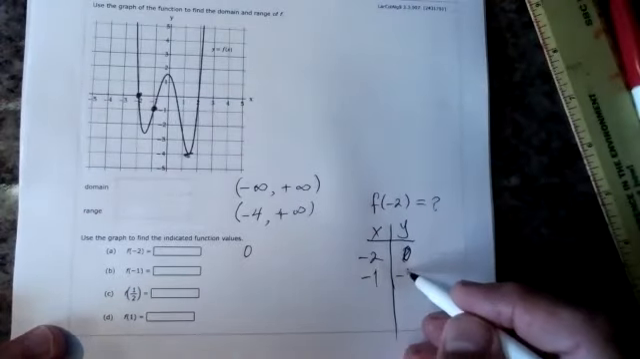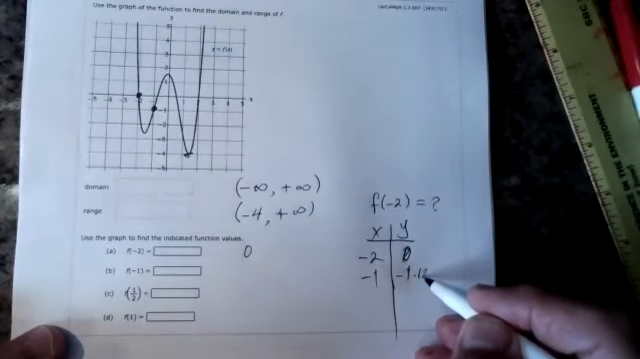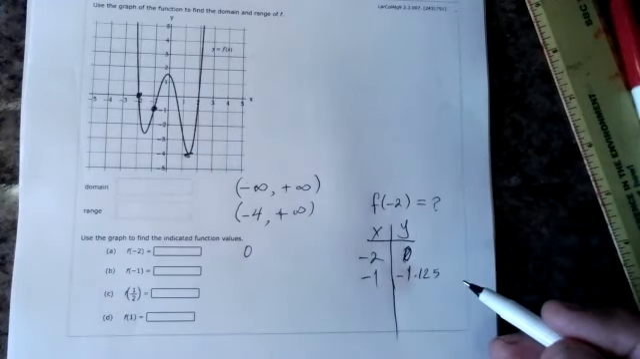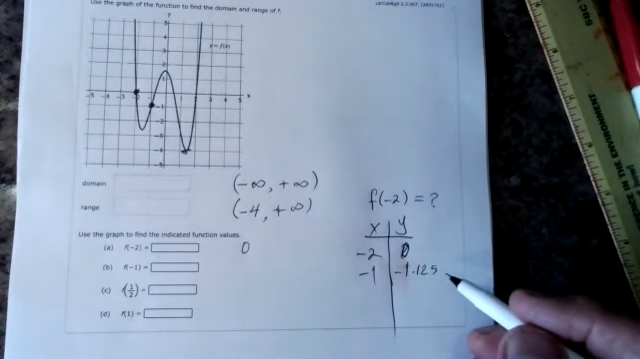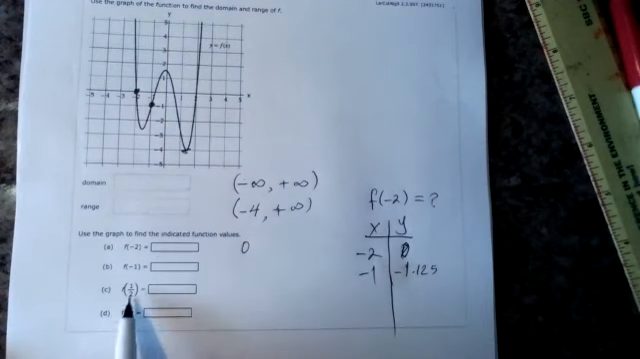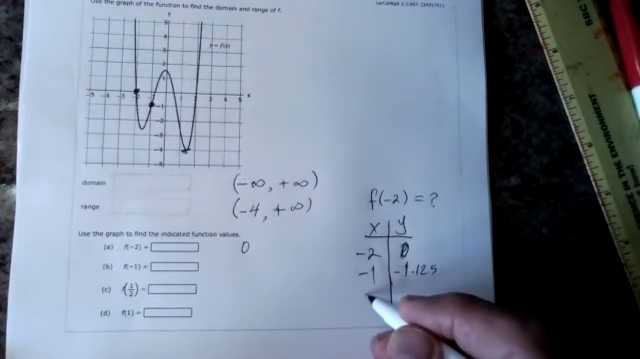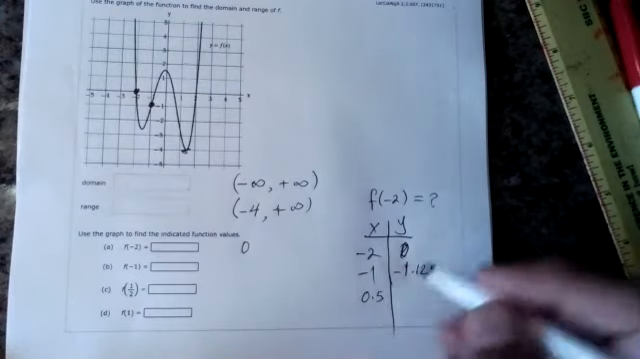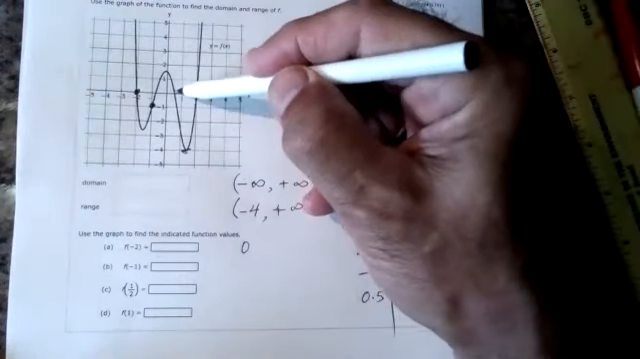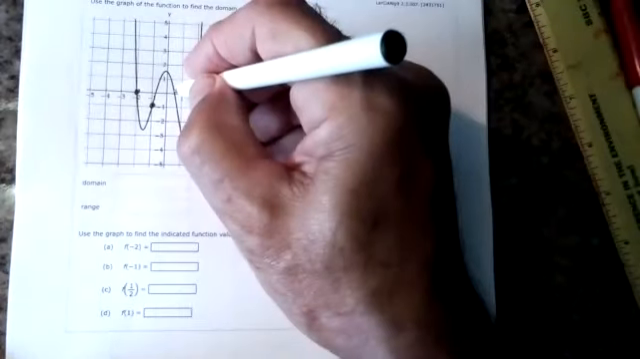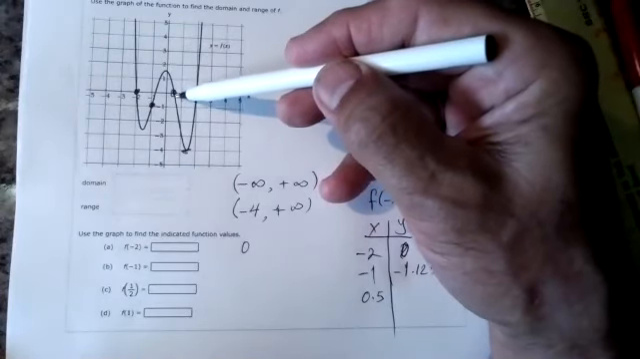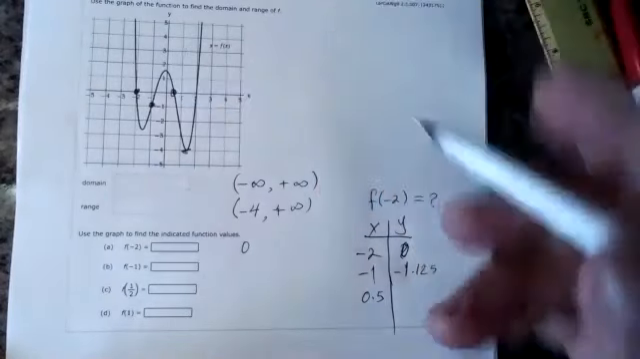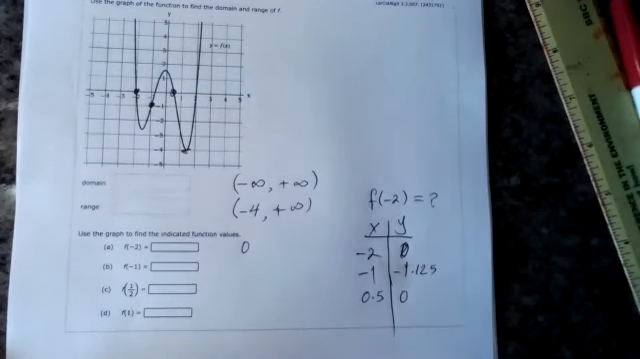It's almost like -1.125. If you want to know the exact one, I think a graphing calculator would tell you. What about x equal half or 0.5? It's here. This is 0.5. And what's the y value? Since it lies on the x-axis, y value is 0.